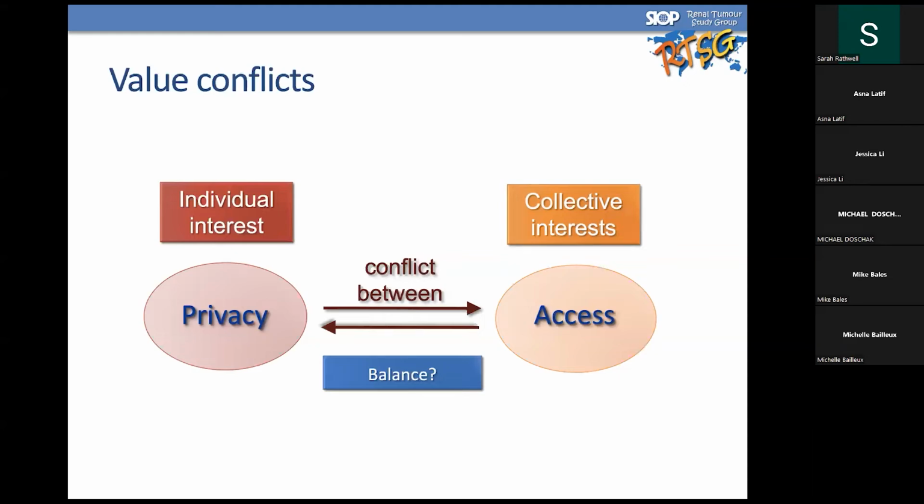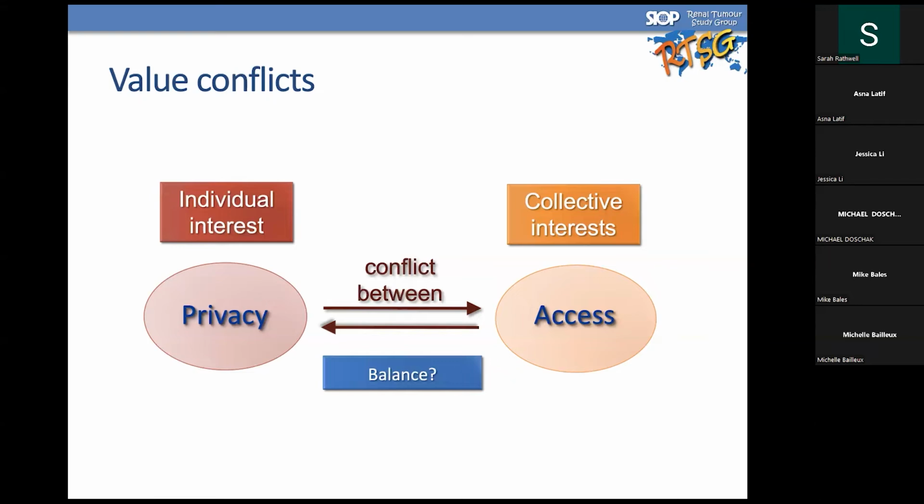Then if you are looking into data, you always have a value conflict. This is the question of privacy of the data and access to the data. This is in the individual interest of a patient, and this is in the collective interest of society. And this conflict between privacy and access to data must be balanced. And here is the question how we can deal with that.